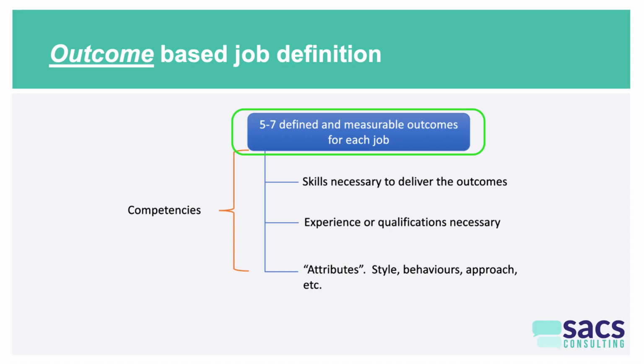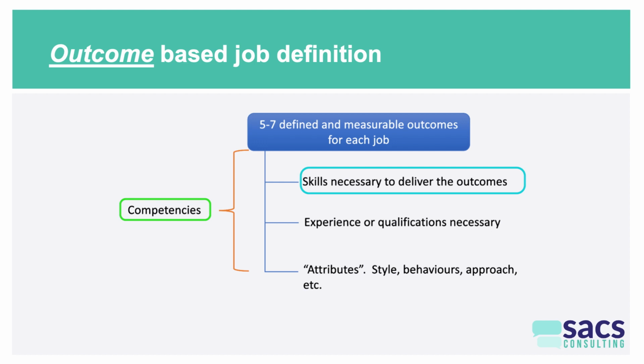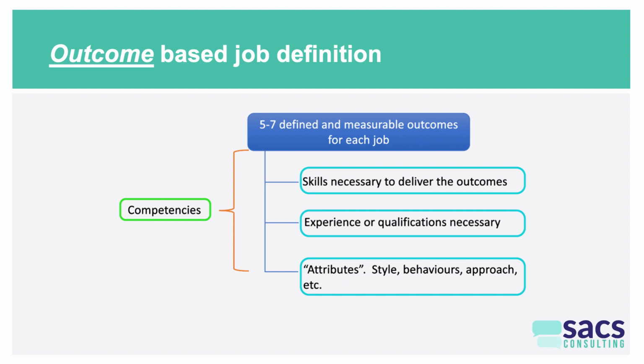Outcomes tend to be more enduring. Things like customer satisfaction, things like productivity, things like the behaviours that you need to exhibit can be much more enduring, and that works better. Now, once you've identified the outcomes that need to be achieved for each job, there's the question of the competencies necessary to achieve those outcomes, and they can be skills, experience or qualifications, and they could be attributes, style, behaviours, approach, or whatever. This approach is catching on worldwide, and we do a lot of consulting with our clients to help them switch over to outcome-based job definitions.